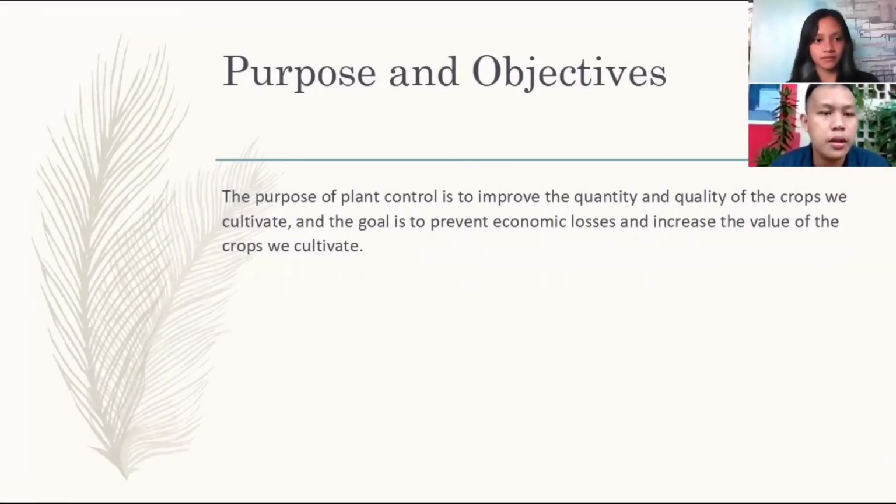Purpose and objective. The purpose of plant control is to improve the quantity and quality of the crops we cultivate, and the goal is to prevent economic loss and increase the value of the crops we cultivate.